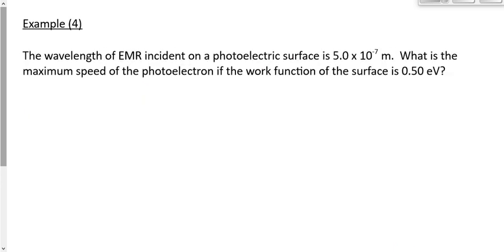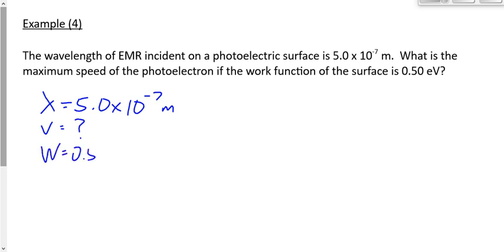Last example that I want to do with you. The wavelength of the EMR incident on a photoelectric surface is 5 times 10 to the minus 7. What is the speed of the electron if the work function is 0.50 eV? What do we got here? We got the wavelength. This is not the threshold wavelength, not the maximum wavelength, it's just the wavelength that we have. We want to find v. The work function is 0.50 eV. I'm going to circle that. Don't know that I'm going to have to convert that yet, but circle it just in case.